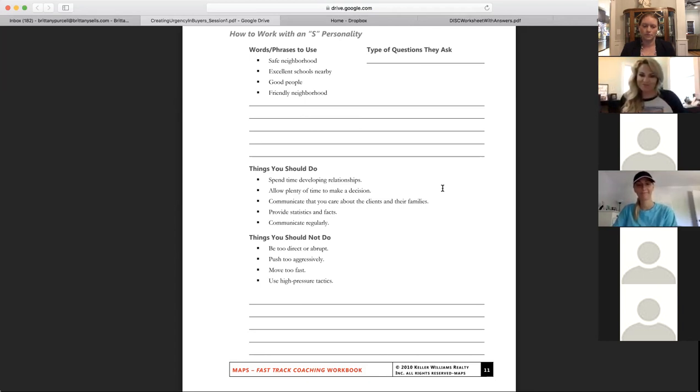Mm-hmm. Absolutely. Your high S's want to know you care. They want to know that they're making a smart decision. Their biggest fear is change. So they're going to need the details and they're going to need the reassurances as well. Their brain is programmed to say, if things are being pushed too hard, too fast, then it's probably not a good decision. And so some of the other things that you can do, I'll actually let one of you two answer.